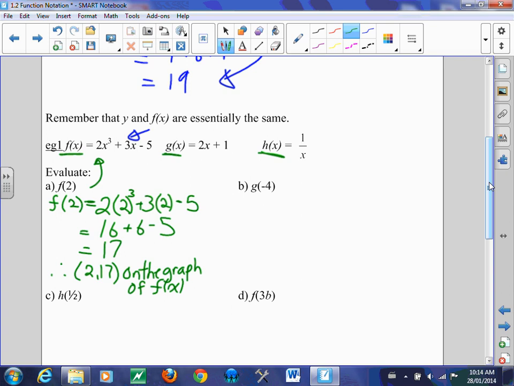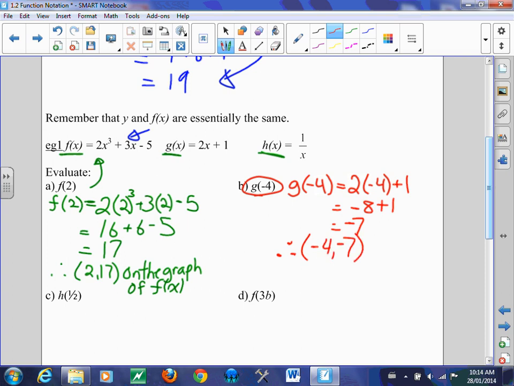Because remember, g(x) and h(x) are a different graph altogether. So let's take a look at an example. Here, b, g(-4). So what does that mean? g(-4) equals, wherever I see an x, I'm putting a -4. So this is a linear relation. What you would have is -8 plus 1, which equals -7. That means on your line, you're going to have the point (-4, -7) on the graph of g(x).